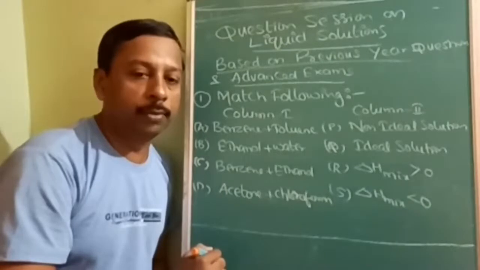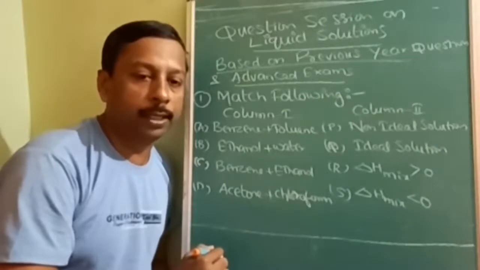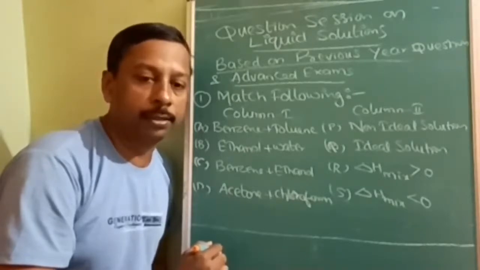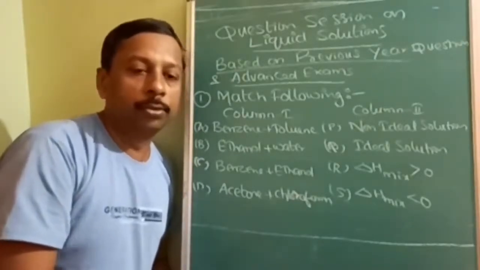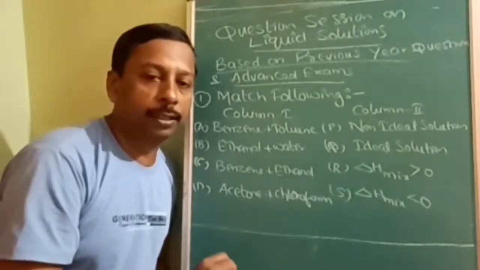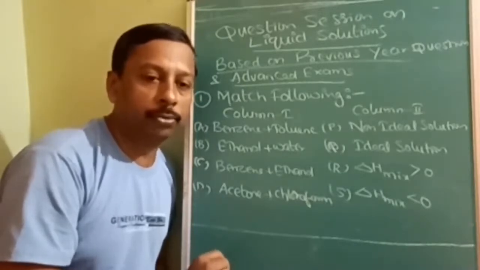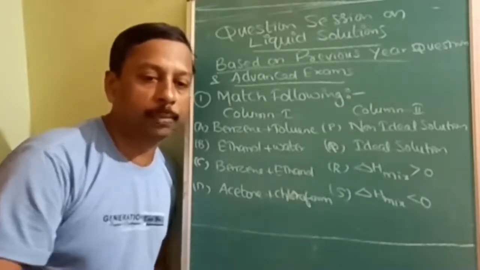Column 1 is about the solute and solvent mixed. First option is benzene, toluene. Second, ethanol, water. Third, benzene and ethanol. Fourth, option D is acetone and chloroform. And column 2 is about type, whether it is non-ideal or ideal. If it is ideal or non-ideal, then you can find out whether delta H mix is greater than 0 or less than 0. You can try yourself within a short span of time so that we can cover the maximum number of questions, and try to write the answers together at a time. Then cross-check with my explanation and solution.